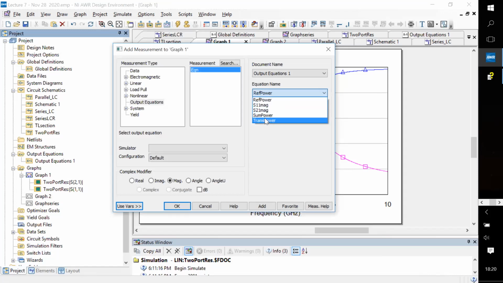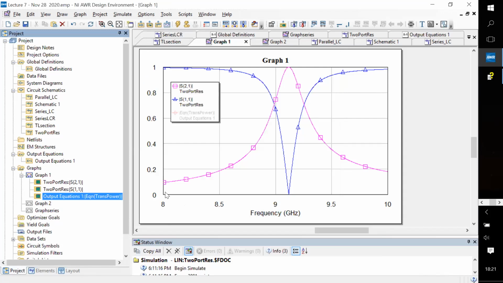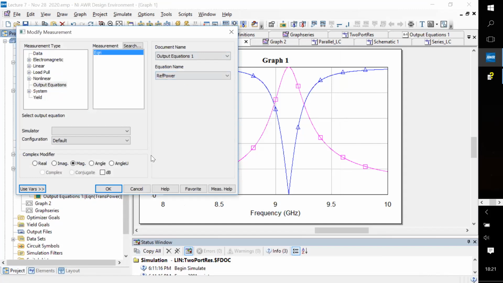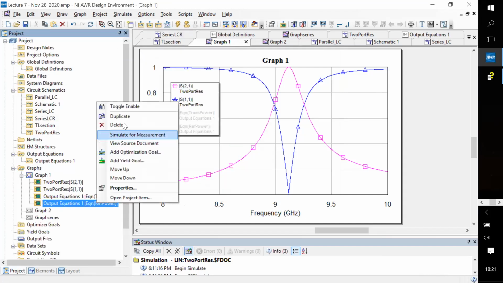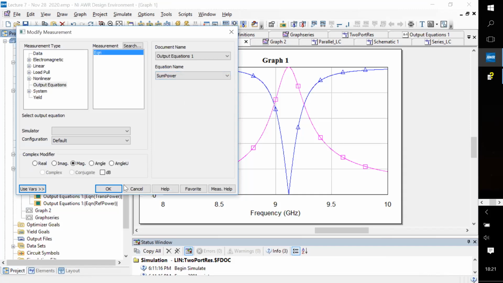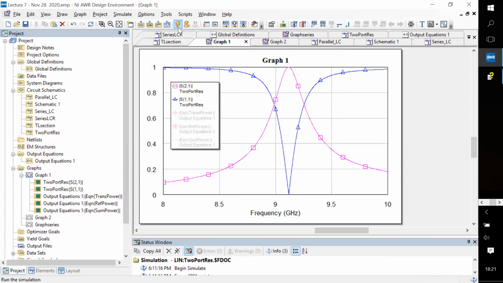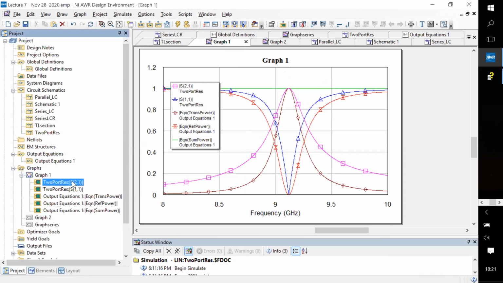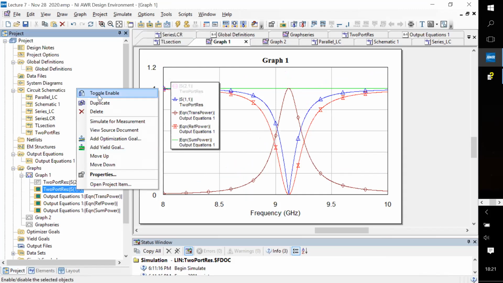So let's plot transmitted power. Now again, all of these can be in the complex domain, so you can have a modifier. Since we have only used a magnitude, it doesn't matter. You could call it real or magnitude, it should be the same, but you should not use imaginary or angle because these are real numbers. It will give you 0. So we just stick with magnitude. You say okay, let's duplicate that and also add reflected power, and duplicate that and add sum power. And then we run it. And now let me get rid of the other two which we had from before.